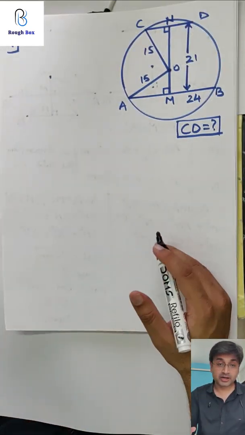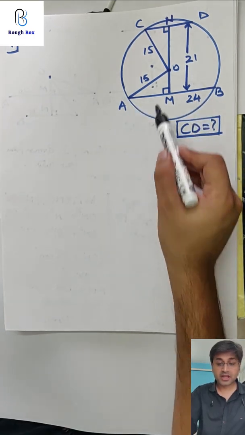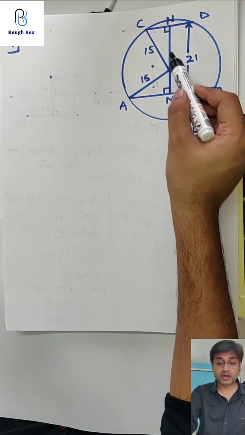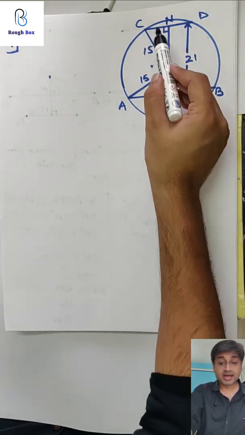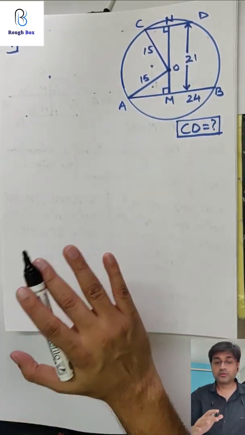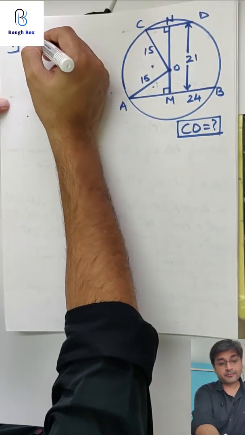So how are your parts going to be? Part 1. First say AM half of AB. Then apply Pythagoras and get OM. Subtract OM from 21, get ON. Again apply Pythagoras, get CN. And double CN to get CD. So lots of parts, lot of flow. Don't worry, gradually you will be able to pick up. So let's start. Step 1.